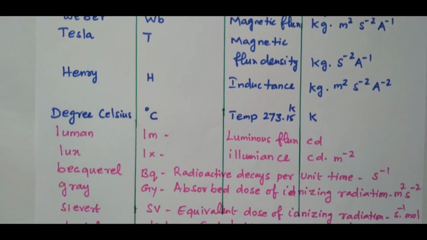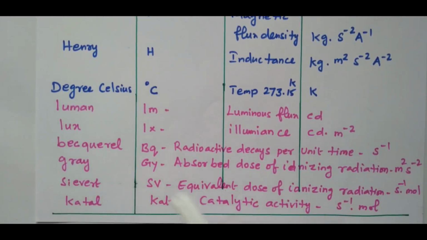The next one is the lumen. What is the luminous flux? Luminous flux, the unit is lumen, in terms of cd, candela. Then illuminance is lux. The symbol is lx. cd dot m power minus 2.